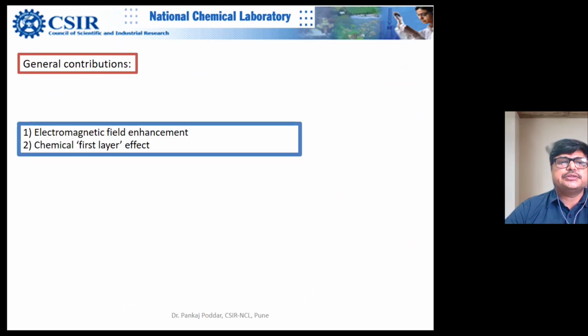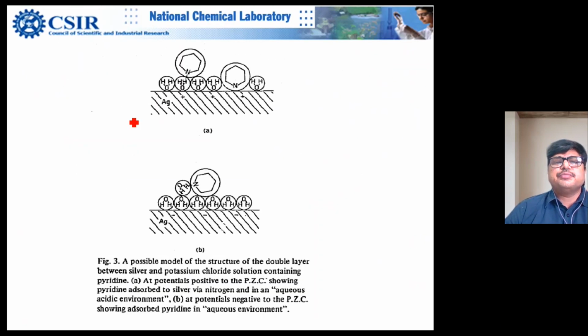So there are two mechanisms. One is electromagnetic field enhancement, the other is chemical enhancement. You will read more details in the slides, but I can quickly tell you that chemical enhancement happens when the molecule under investigation, in this case pyridine, is directly touching the substrate, with a chemical bond between them. For that, electron transfer or electron sharing has to happen. The chemical bond should be there, so the electron cloud overlap has to happen between substrate and the system. If it is not there, then the chemical enhancement will not be there.